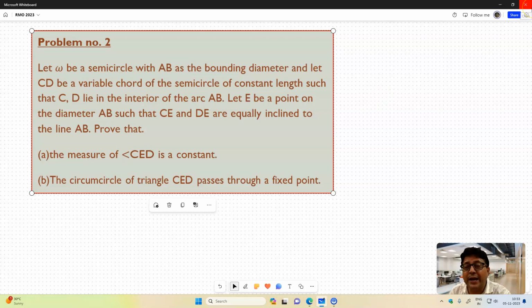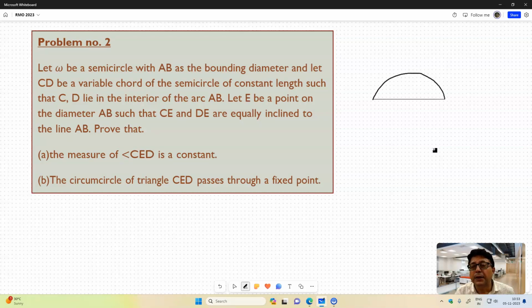Okay, let us draw the diagram first. For a semicircle, the meaning of bounding diameter is this thing. AB is the bounding diameter. You all know. And variable chord. Variable chord may be anywhere like this. This is a variable chord. It may be anywhere.